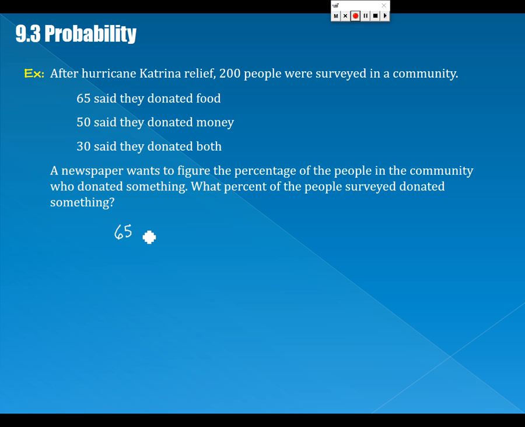So what is it? 65 plus 50 minus 30 over 200. We can just share the denominator instead of having to write it 3 times. And we get something. What is that, 85 over 200? It says a percentage, so let's report it that way. What is that, 42.5%? Good, wonderful.